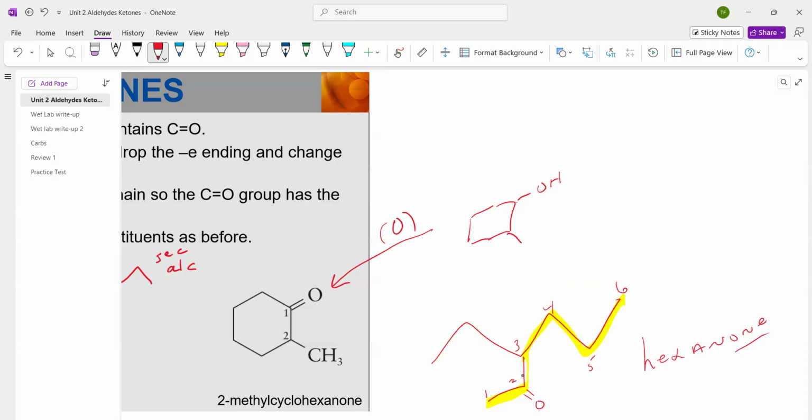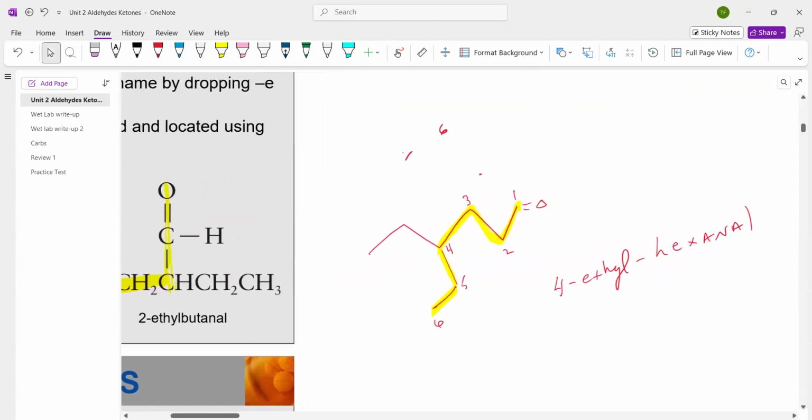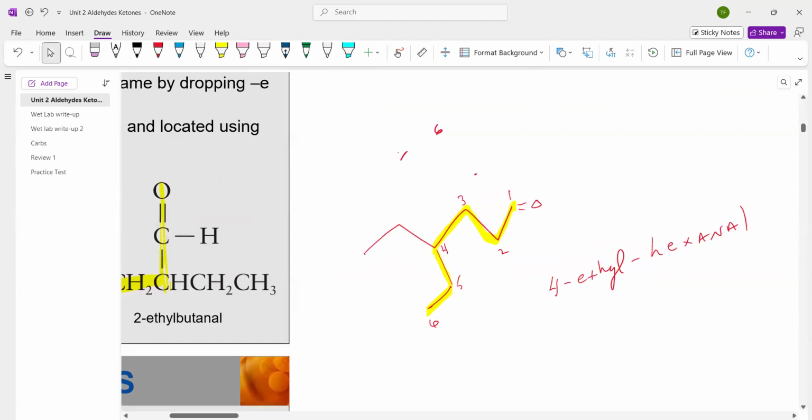My ketone, it's on the end, one, and then we have an ethyl on carbon number 3. So that's 3-ethyl, 2-hexanone. Now with aldehydes, we don't have to say 1-hexanal because by definition they're on the end, which has to be carbon number 1. Now if you want to put a 1 in there, that's fine.